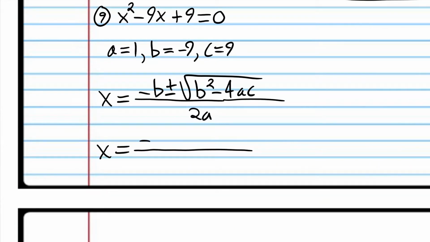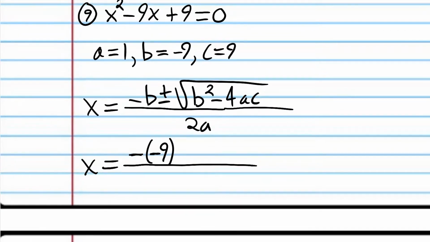So b is negative 9, but now we have a double negative there. So be very careful. Sometimes you're going to have a double negative. It's negative b, right? The formula tells us it's negative b right here, but we already have a negative, so it's going to be a double negative.